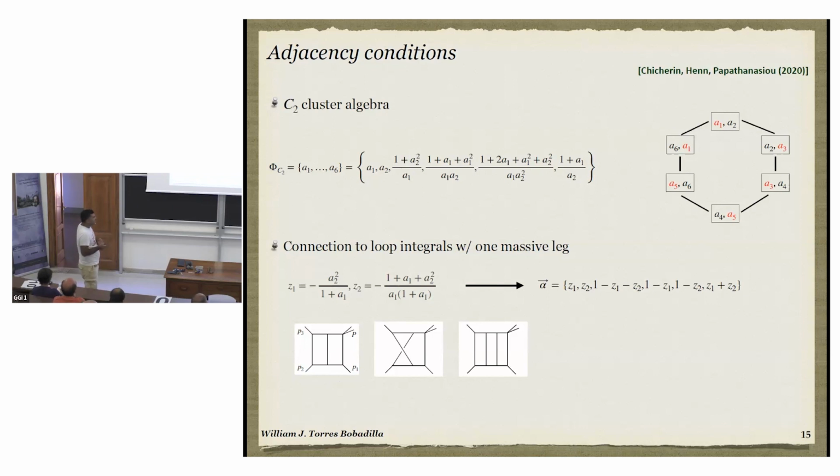And after you do all different mutations, you go back to the original one. And then you can see in here that the letters A1 and A3, for example, and A1 and A5 never appear one next to the other. So this is somehow called the adjacency condition. And this is what was observed from explicit examples.